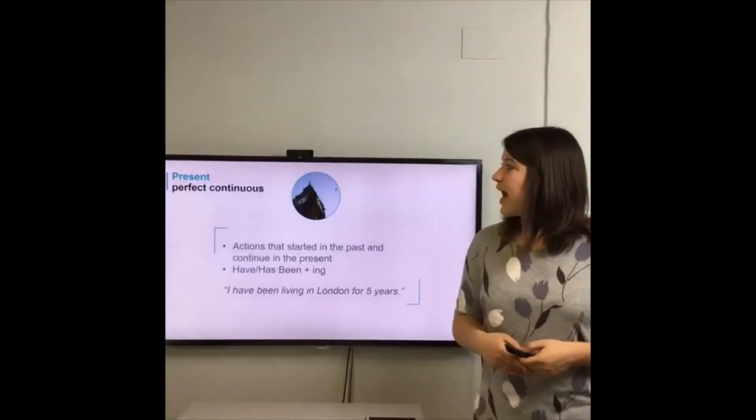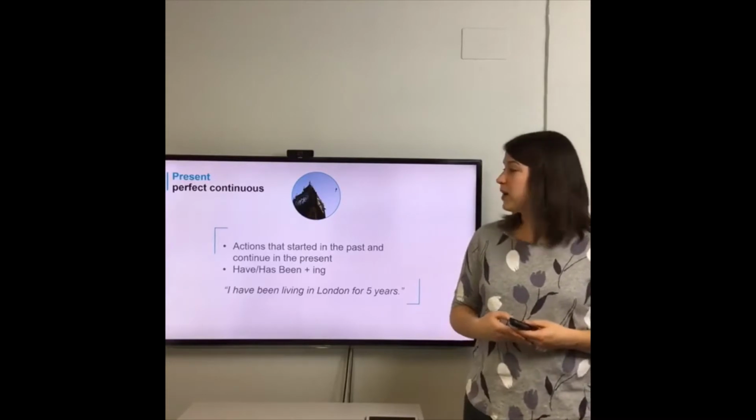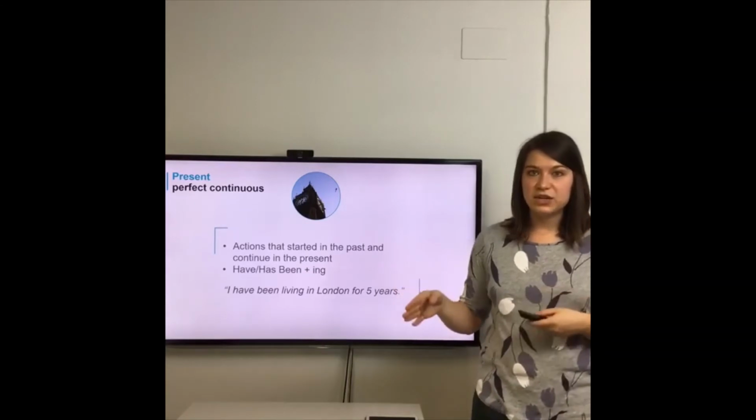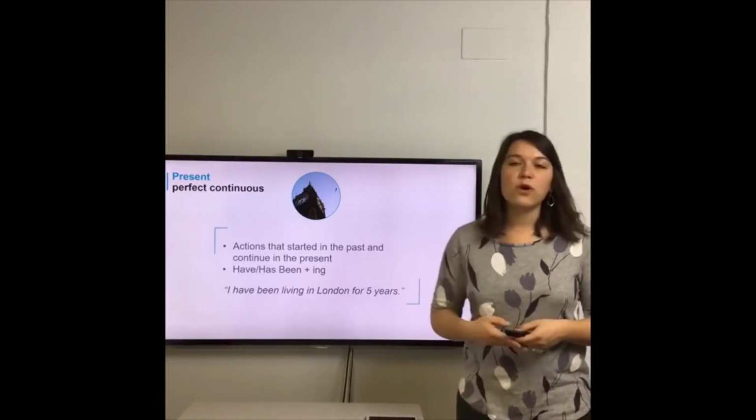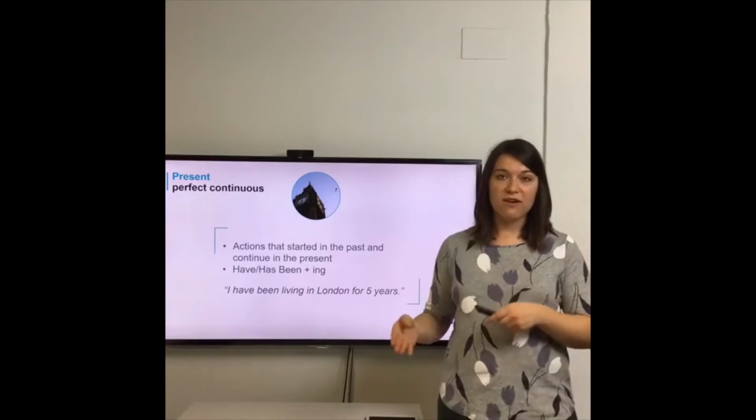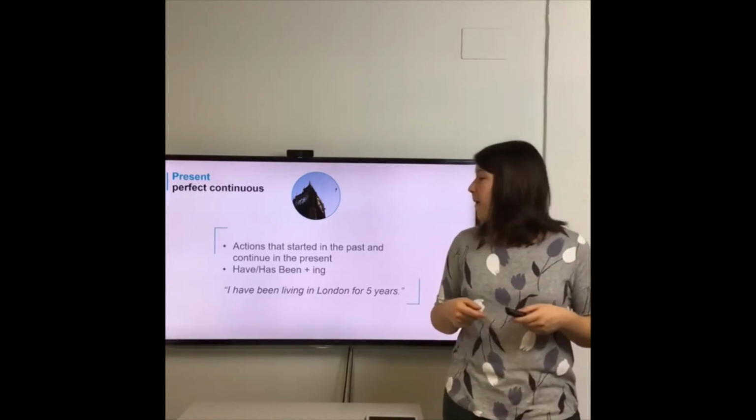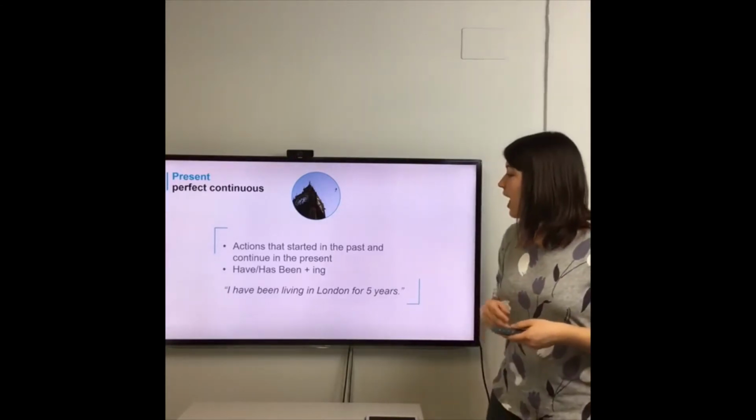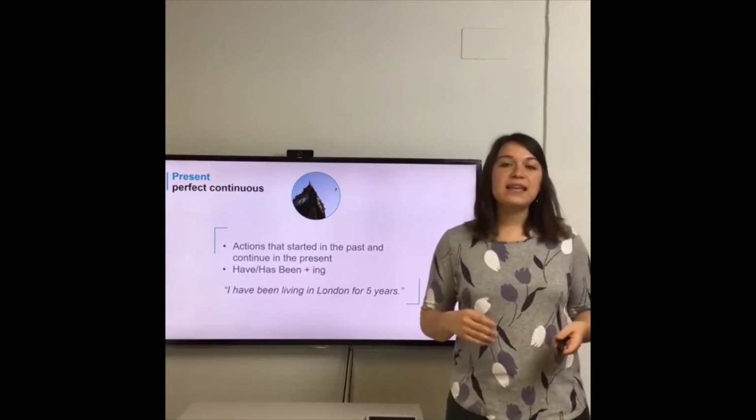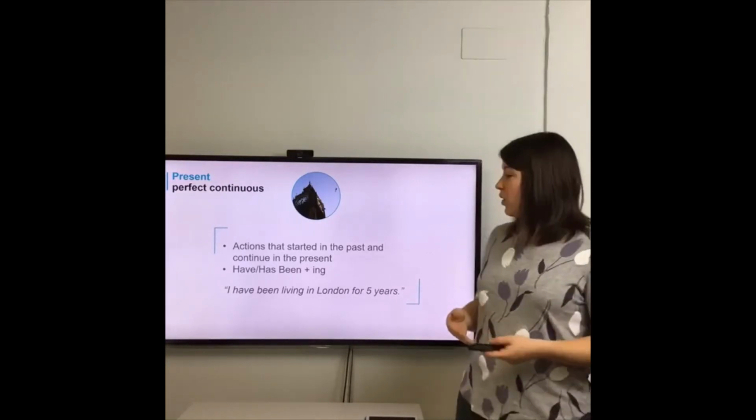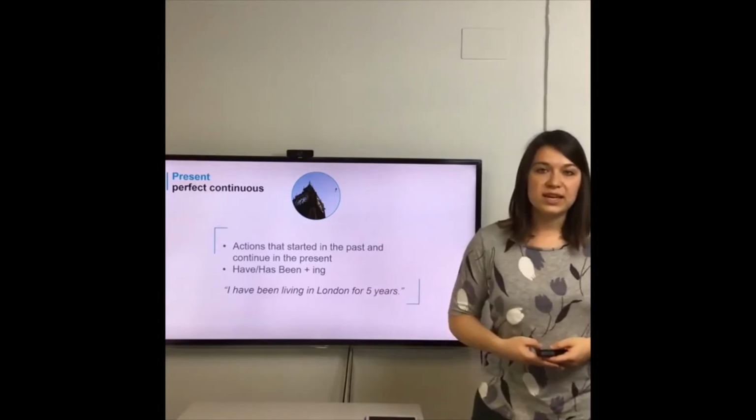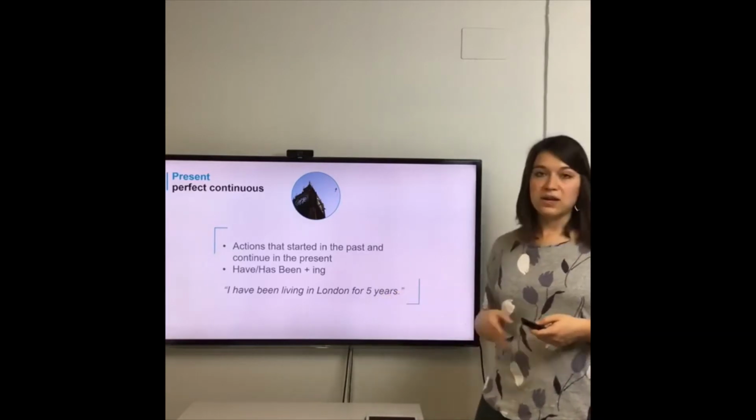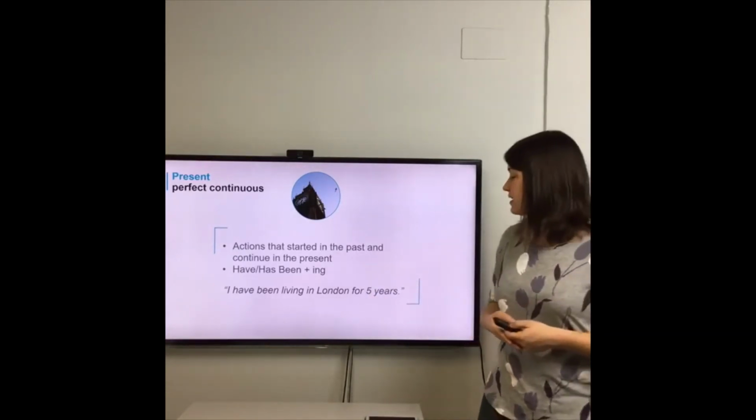Okay, now let's look at the present perfect continuous. Okay, this is used for actions that started in the past and continue in the present. So we form this using to have, so have or has, depending on the subject, plus been, plus the verb with ing. For example, I have been living in London for 5 years. So have been plus the verb to live, we add ing. I have been living. And then we specify the amount of time. I have been living in London for 5 years.